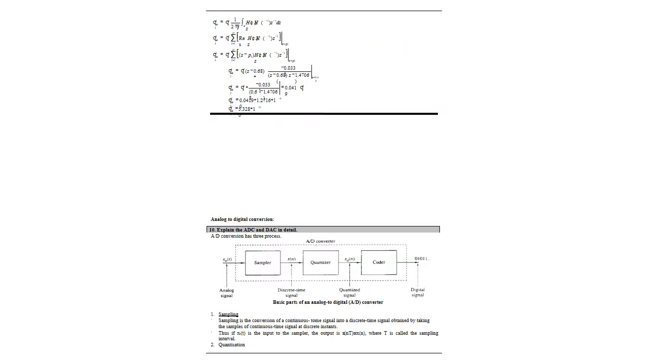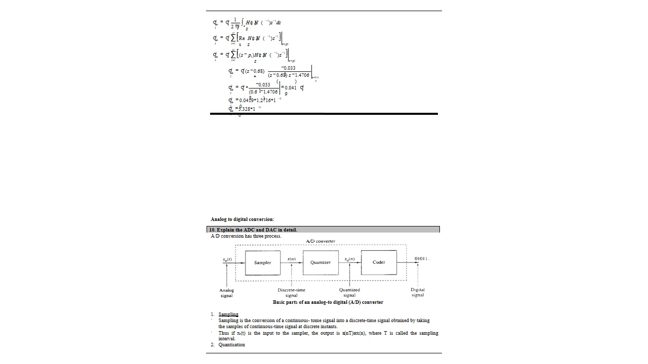So now we are going to see about the analog to digital conversion. The analog to digital conversion has three processes: sampler, quantizer, coder. So here we are passing x of t, x of n, xq of n, and then we will get the digital signals. First, sampling is the conversion of a continuous time signal into a discrete time signal. It is obtained by taking samples of the continuous time signal at discrete time instances. So if xa of t is the input to the sampler, the output is x of n equal to xa of nT, where T is called the sampling interval.